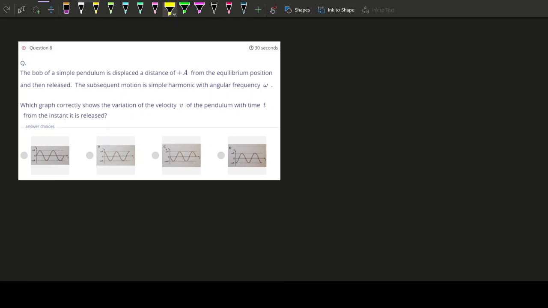Initially, let's call this our ceiling, and the ceiling is connected to a pendulum. Then your pendulum is now being displaced. And how much is it displaced? It's displaced by a distance of positive A right now. Then it's released. When it's released, it travels towards the equilibrium position, moves to negative A, comes back to the equilibrium position, and moves back and forth like this.